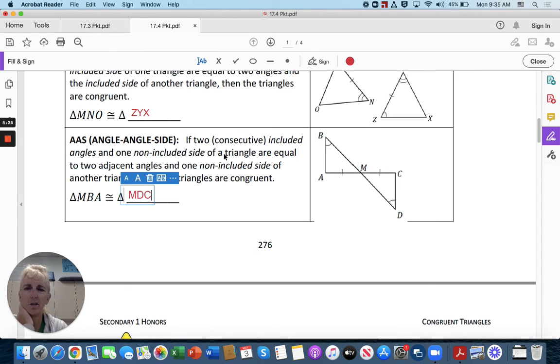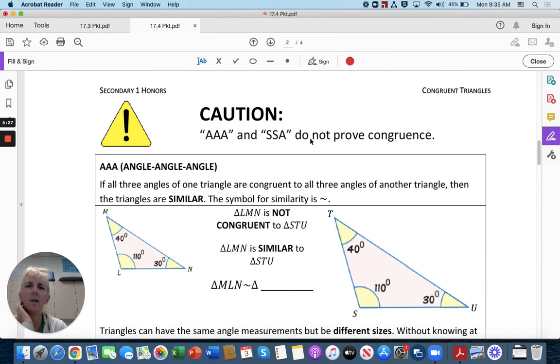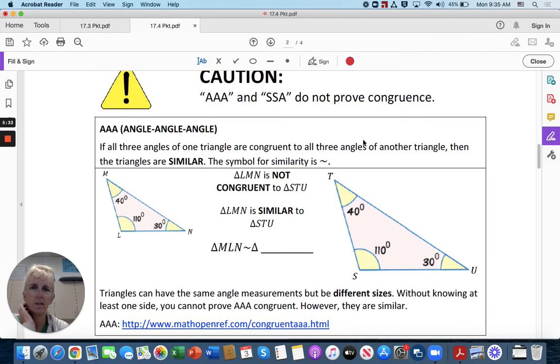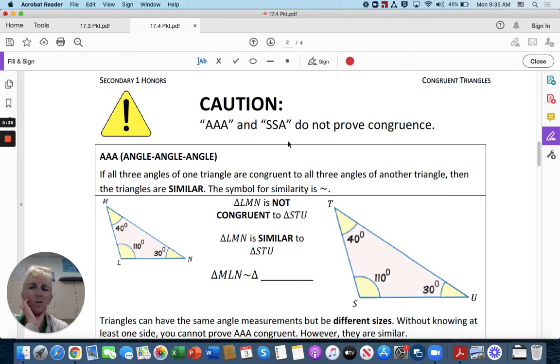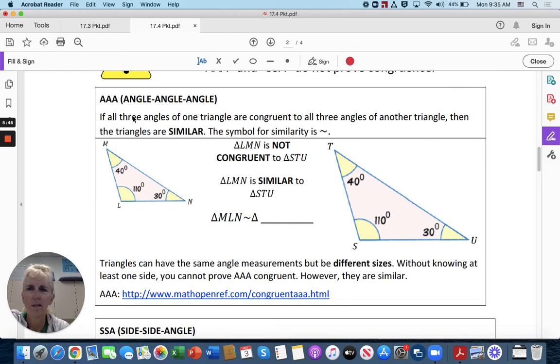All right, so those are a lot of our congruencies. Now, here's a caution. Angle, angle, angle, and side, side, angle do not prove congruent. Also, if you spell this backwards, there's no swear words in math, okay? So that's another way to say you can't have three angles and you can't have side, side, angle. If all three angles of one triangle are congruent to all three angles of another triangle, then the triangles are similar but not necessarily congruent, okay?